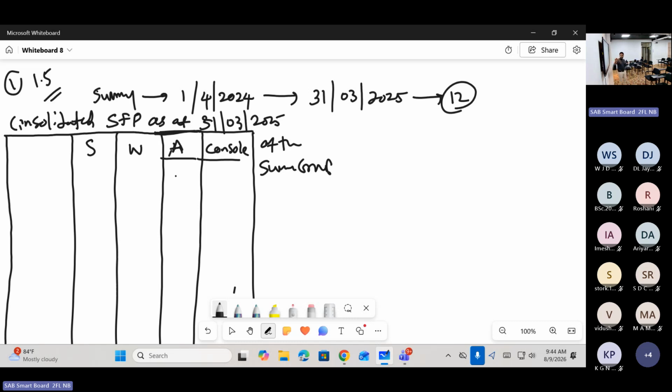But what you can do is just put in these narrations, the Sunny balances and the Mini balances, and add that to the console column.